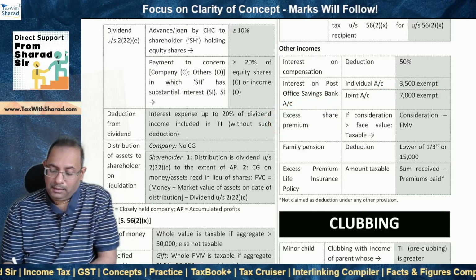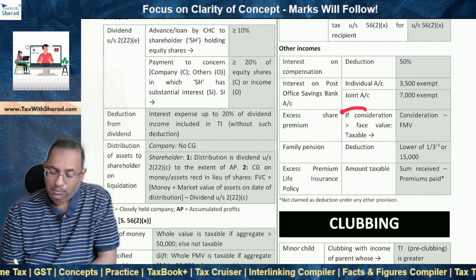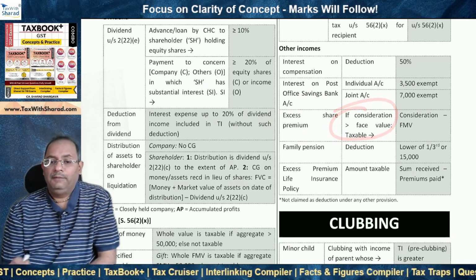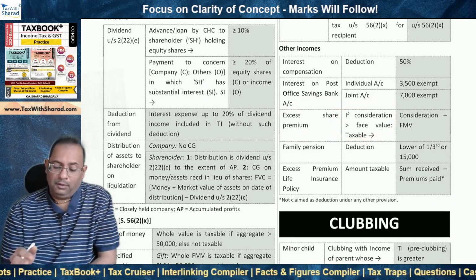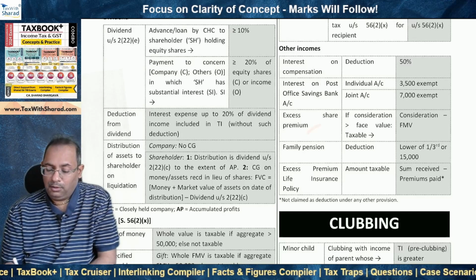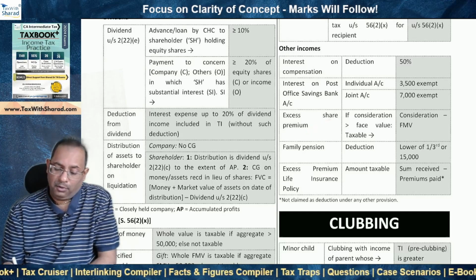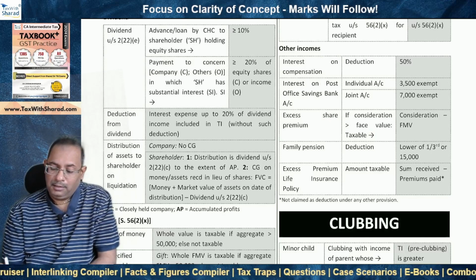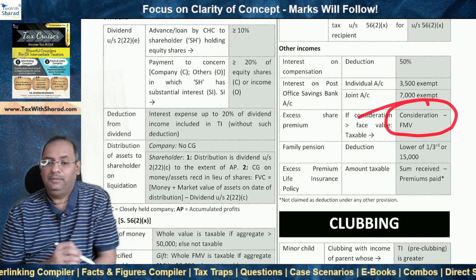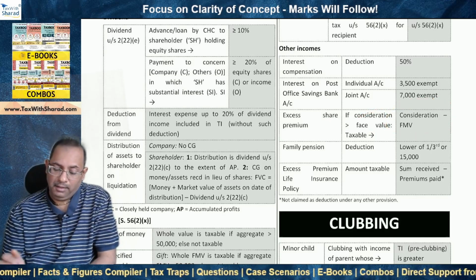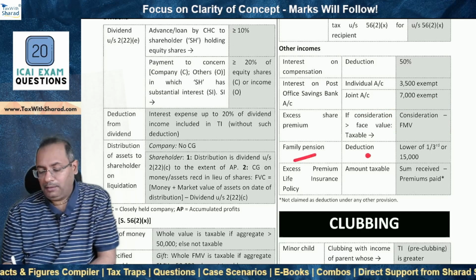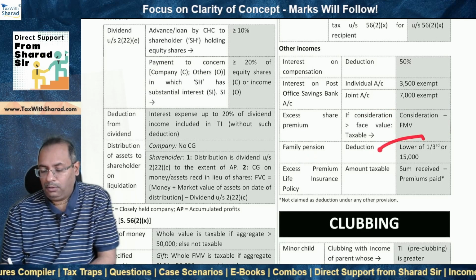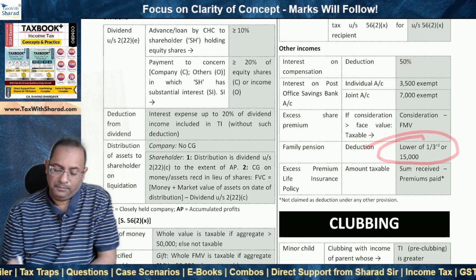Excess share premium is also taxable. If the consideration received on account of excess share premium is more than the face value of shares, then what is taxable is consideration minus FMV. Family pension: a deduction is allowed to the extent of the lower of 1/3 or 15,000.